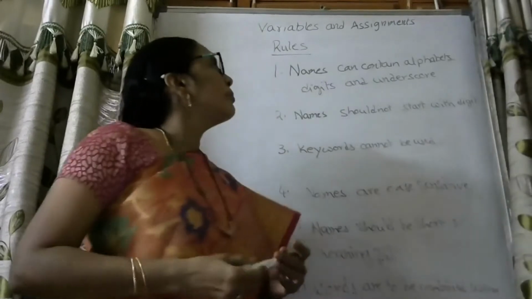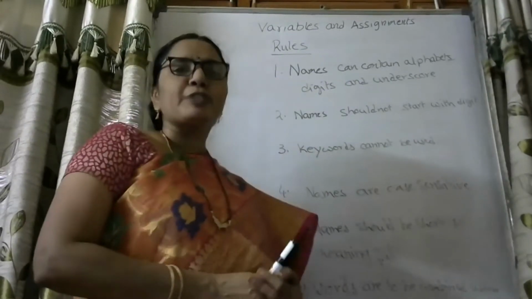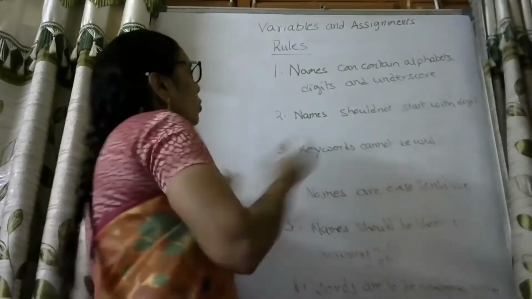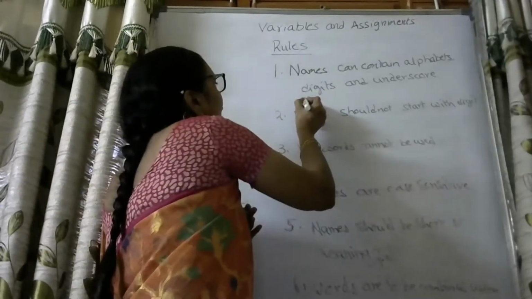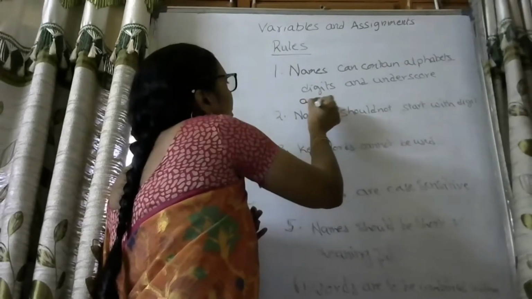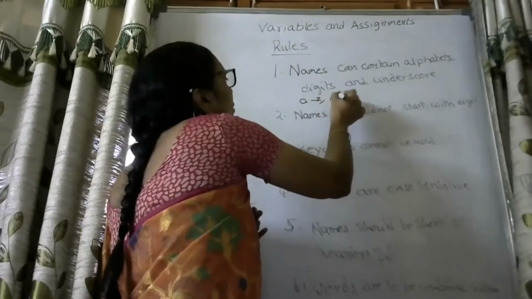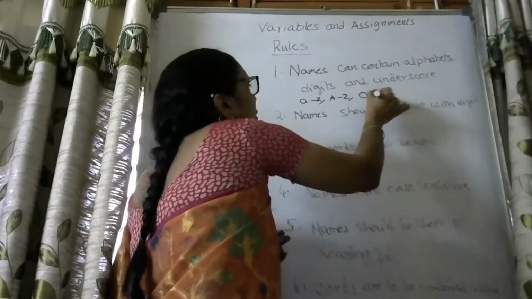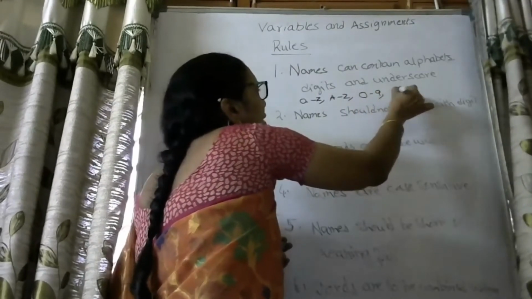Names can contain alphabets, digits, and underscore. That means names can contain A to Z, capital A to capital Z, and digits 0 to 9 and an underscore symbol.